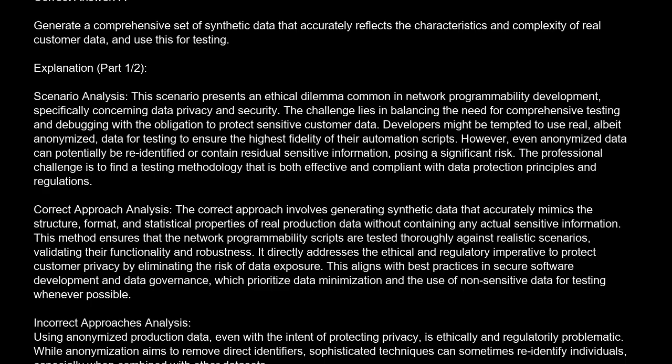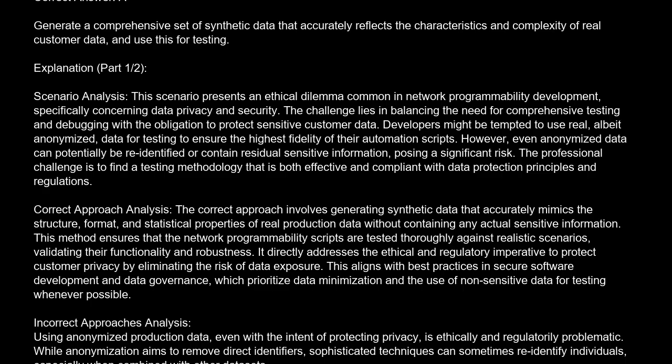This scenario presents an ethical dilemma common in network programmability development, specifically concerning data privacy and security. The challenge lies in balancing the need for comprehensive testing and debugging with the obligation to protect sensitive customer data. Developers might be tempted to use real, albeit anonymized, data for testing to ensure the highest fidelity of their automation scripts. However, even anonymized data can potentially be re-identified or contain residual sensitive information, posing a significant risk. The professional challenge is to find a testing methodology that is both effective and compliant with data protection principles and regulations.